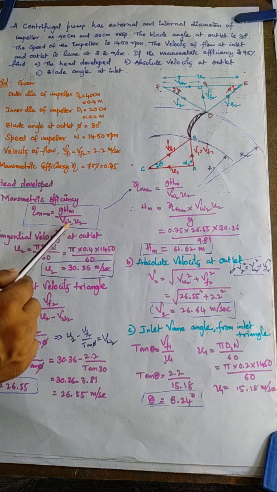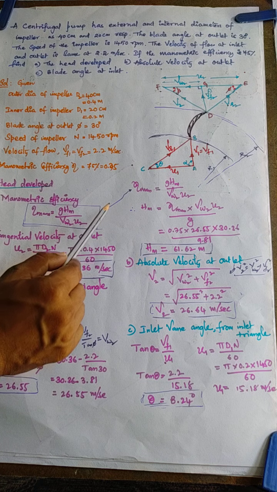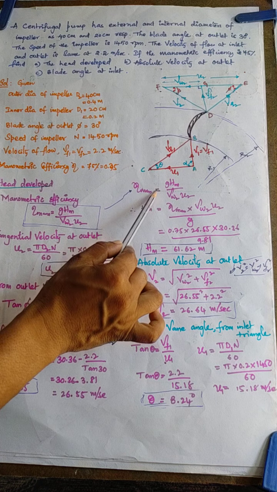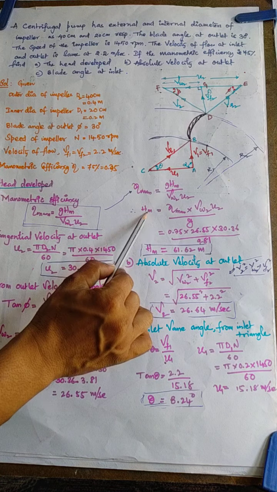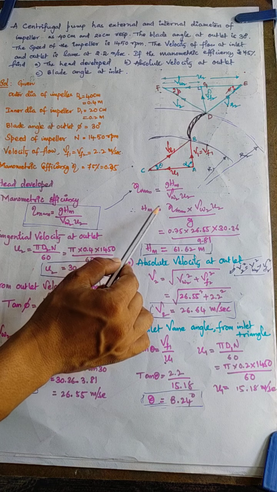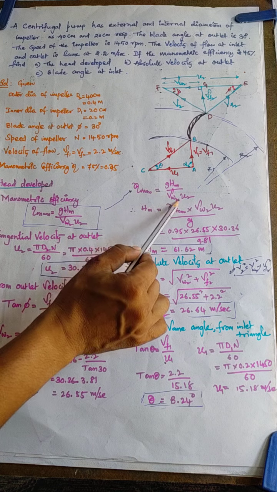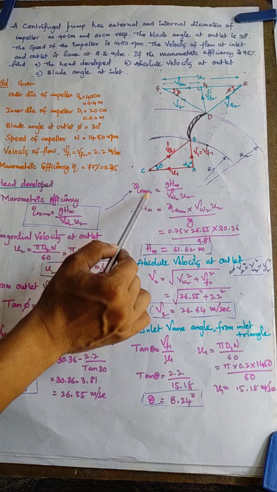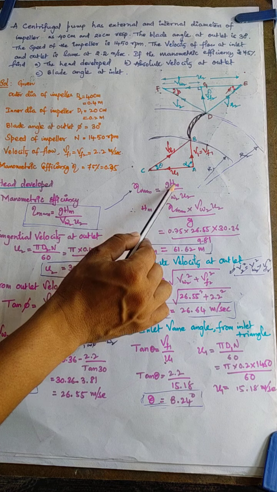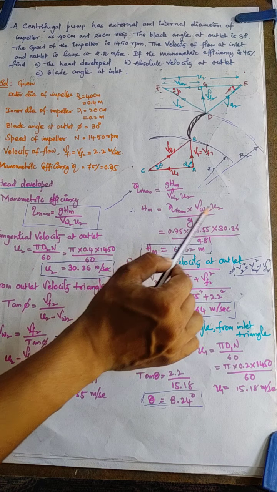Next, we got the values of Vw2 and u2, and the manometric efficiency is also known to us. So using this relation, you can write the formula manometric efficiency equal to g Hm by Vw2 u2. From this, take the Hm value to one side, so we will get manometric efficiency into Vw2 u2. The manometric efficiency multiplies, and g comes to the denominator. So Hm equals manometric efficiency into Vw2 u2 by g.